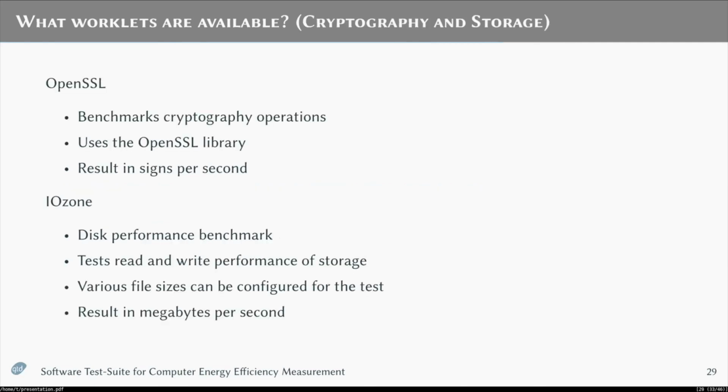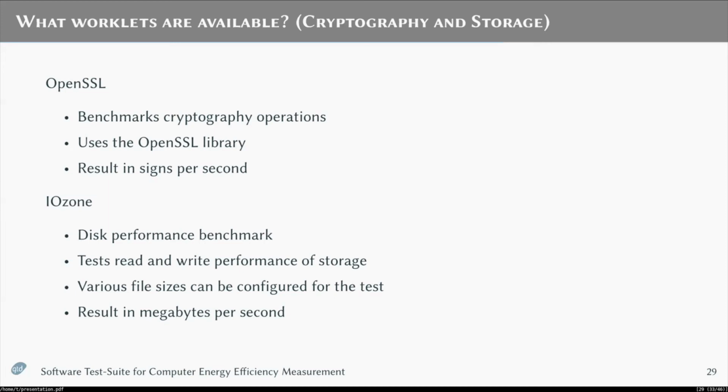We then have one worklet for cryptography. So it uses the OpenSSL library to create cryptographical signatures. So this is quite a usual workload. When you're browsing the internet, you are doing cryptography all the time. If you're writing emails, you're doing cryptography all the time. So that's quite an important workload. And it gives you as a result the signs per second, or the cryptographical signatures created per second.